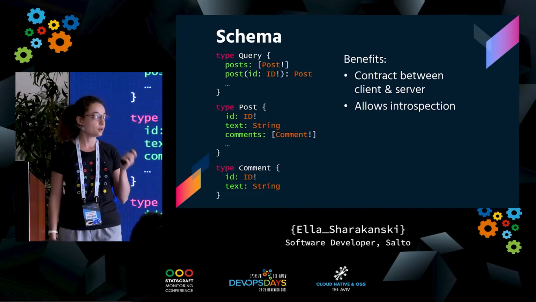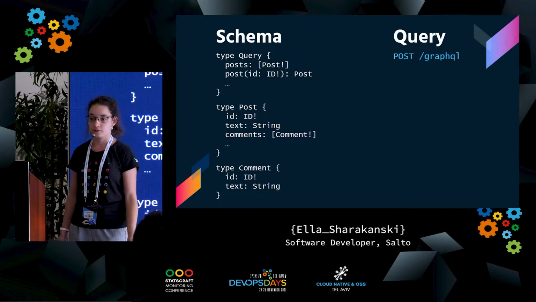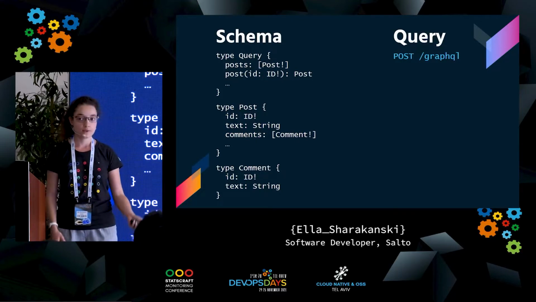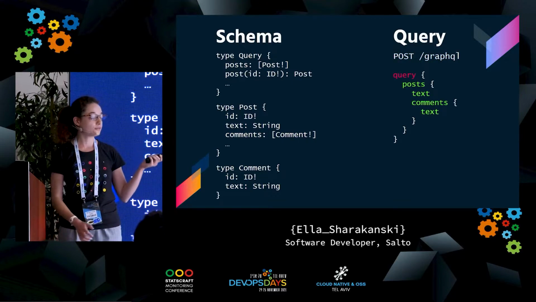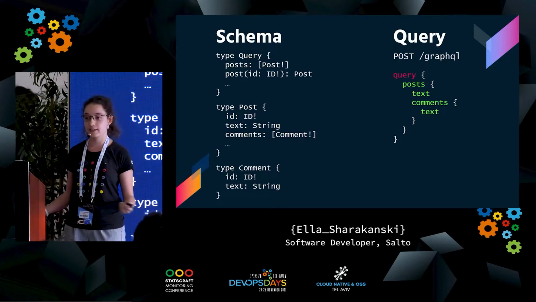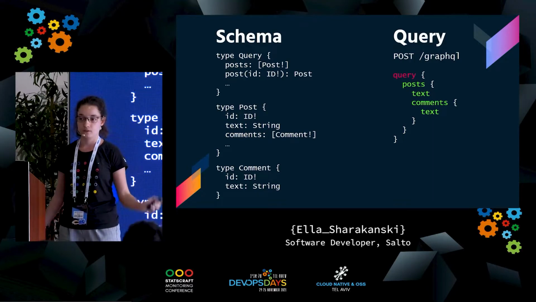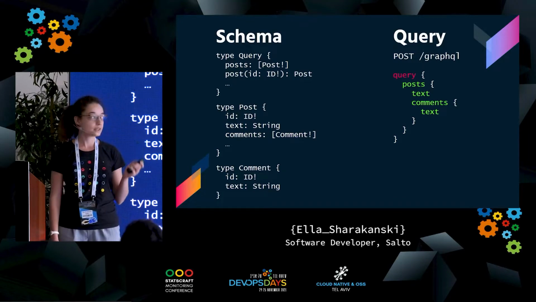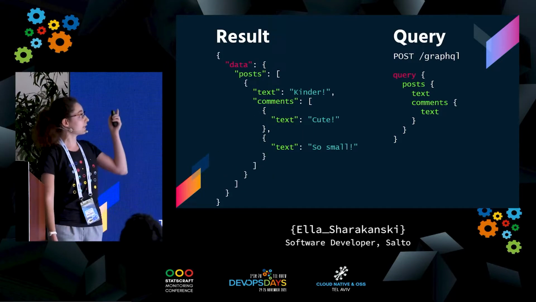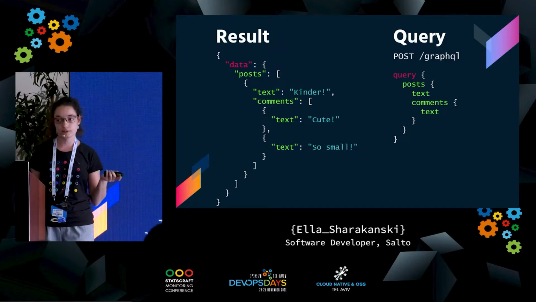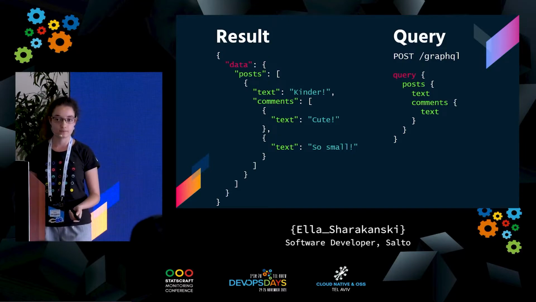In fact, how do you query a schema? Simple. You send a post request to /GraphQL, so there is only one endpoint. And then in the body of the request, in this case, we are asking for the posts, and then the text and comments of each post, and then the text of each comment. The result of a query looks exactly like it. So in this case, first we have a field data, and inside we have posts. Each post has text and comments, and each comment has text.